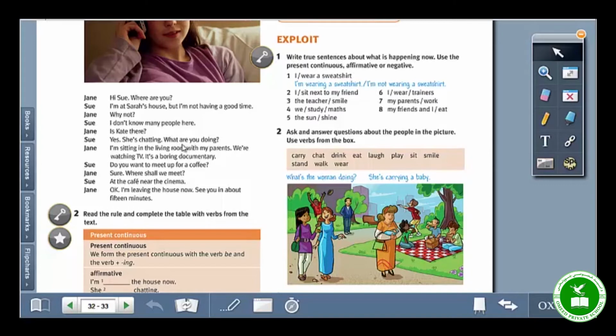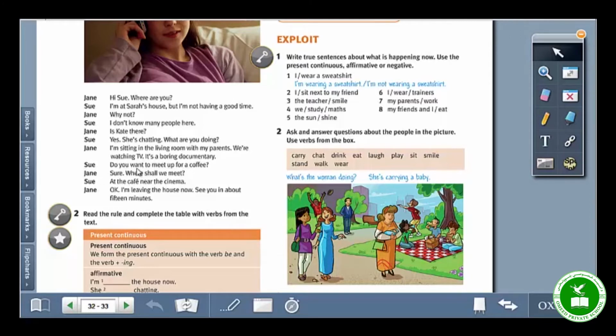Sure, this time it's a question. I'm sitting in the living room with my parents. Another example of present continuous tense. We are watching TV. Another example of present continuous tense. It's a boring documentary.